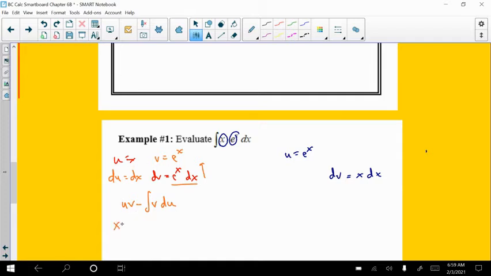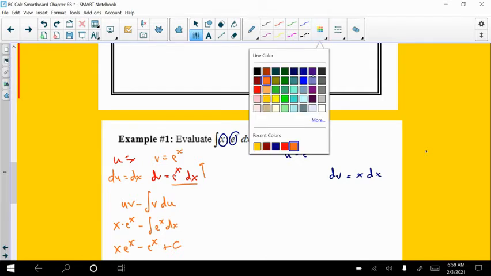So u times v, just identify what you'd picked: x times e to the x minus the integral of v, which is now e to the x, du. Oh, that's great. Yes, I can integrate e to the x dx. It's just itself, right? E to the x minus e to the x, and don't forget, plus c. We'll check it in a minute. But let's say you went the other path. You had a 50-50 shot.